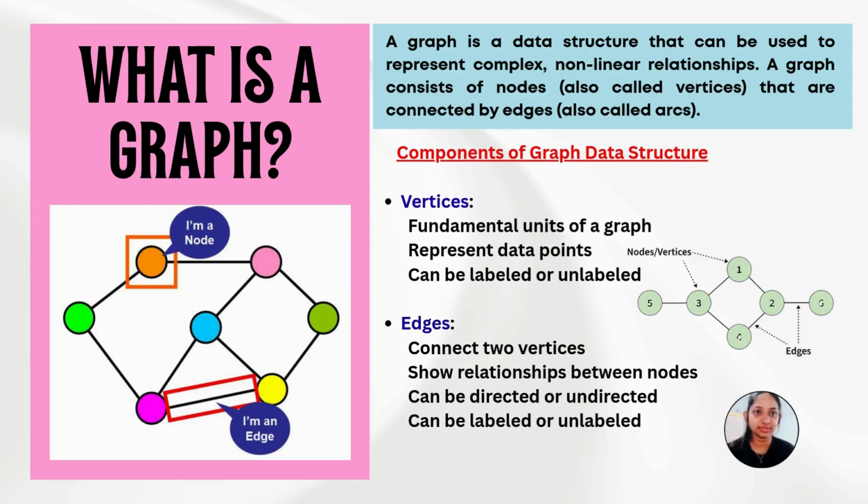Now let's look at the edges. Edges are used to connect two vertices. They show the relationship between nodes. Edges can be directed, meaning one way, or undirected, meaning two way. They can also be labeled or unlabeled.